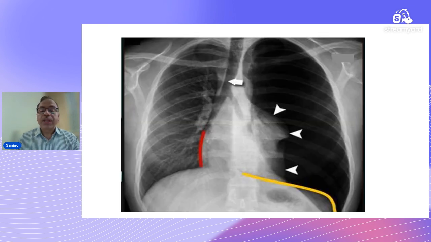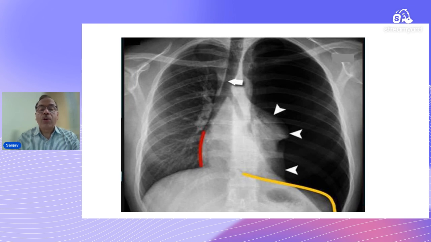Now, this is an X-ray of a patient with a tension pneumothorax. Here you can see the arrows indicating the collapsed lung, as well as the air which is filling up the entire pleural cavity. The yellow line also shows the flattening of the hemidiaphragm on the affected side. And you can see very clearly this arrow which shows the shifting of the mediastinum to the opposite side.